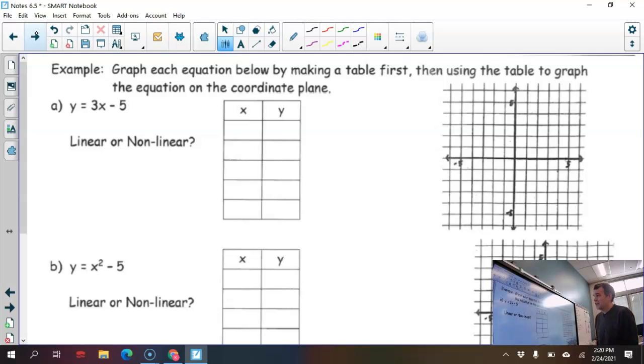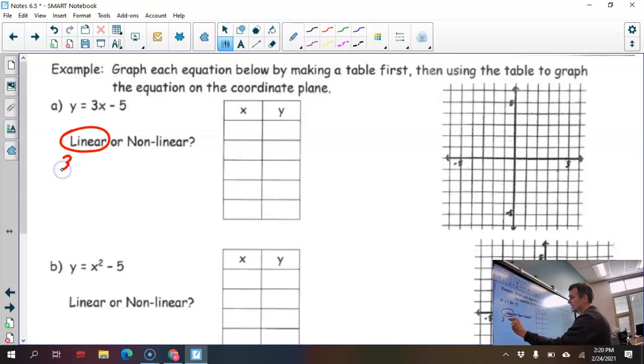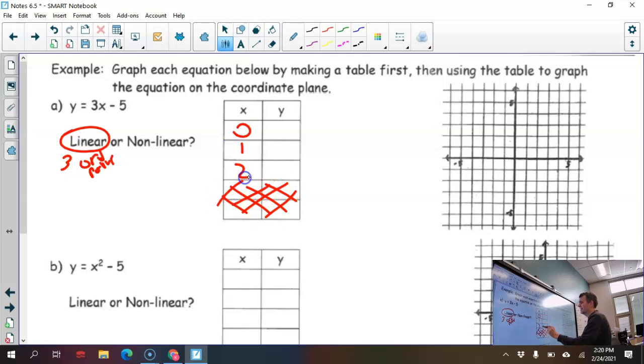All right. So step 1 is decide if it's linear or nonlinear. This one is linear because it has no exponents and it does not have the x and y multiplied together. So because it's linear, I only need 3 ordered pairs. So I'm going to cross out these last 2, and I'm going to pick 0, 1, and 2. And I'm going to figure out the y value. So I'm going to put 0 in for x.